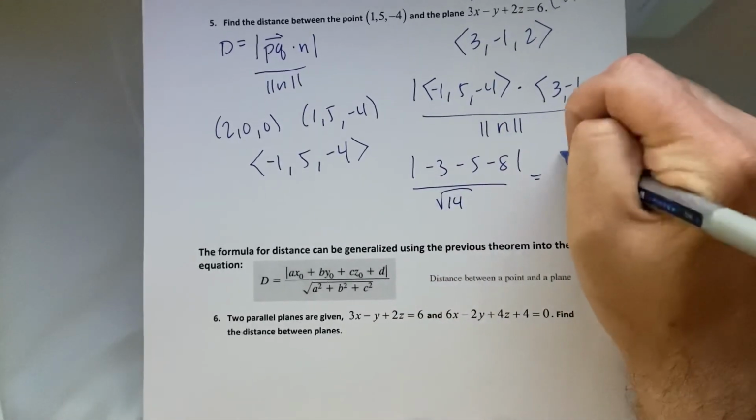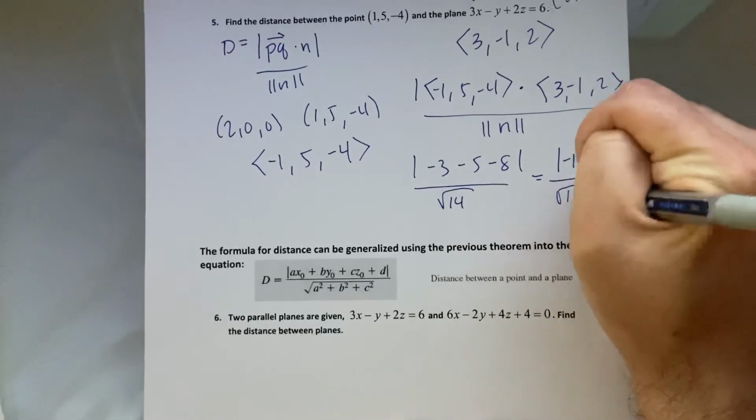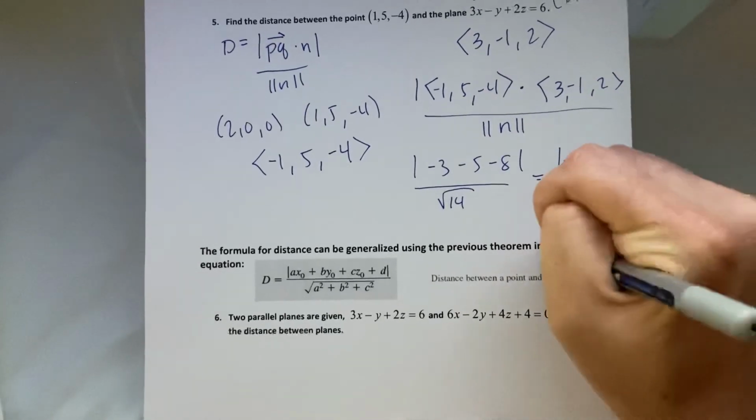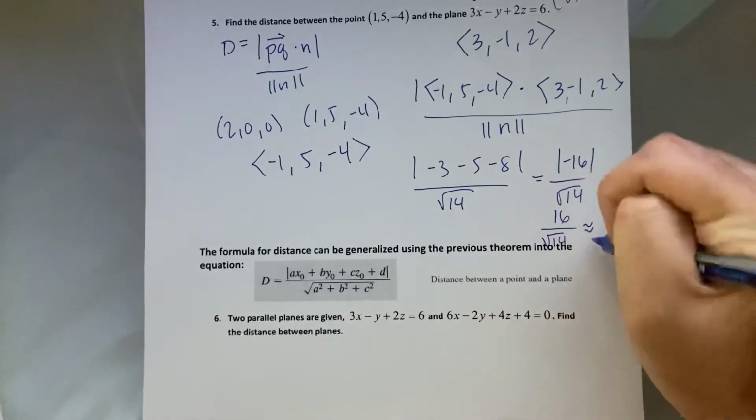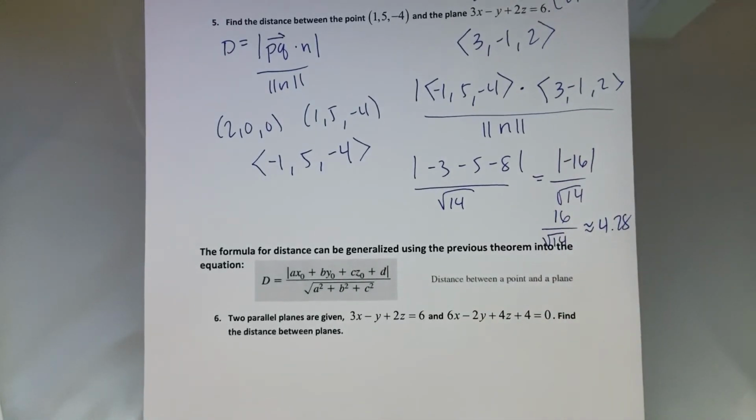So this is the absolute value of negative 16 over the square root of 14, which is 16 over the square root of 14, which is approximately 4.28, which means the closest that point gets to the plane is 4.28 units away, depending on what the unit is.